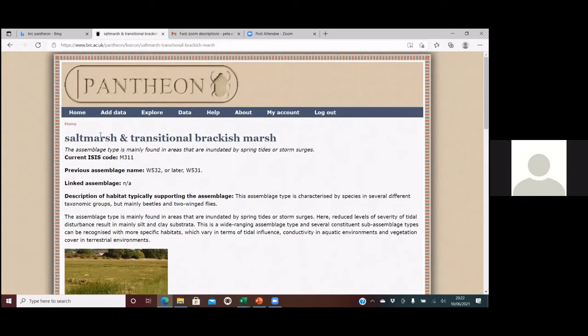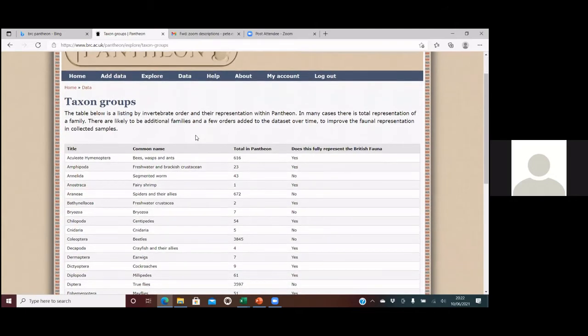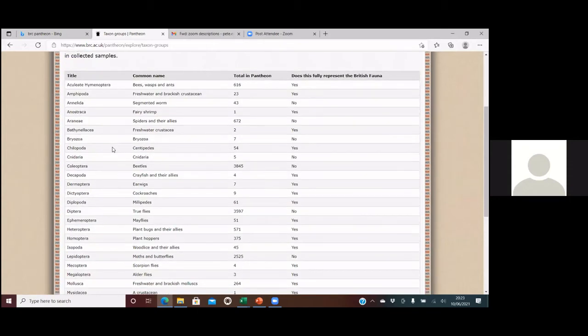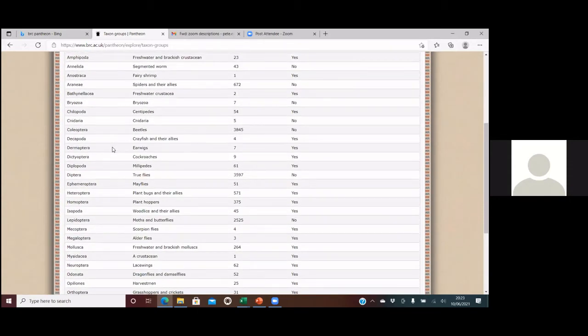Right, we'll go to the top and we'll look at data. So taxon groups. This is a list of everything that's in Pantheon, and it tells you the number of species. So on the top line, Aculeate Hymenoptera, known as bees, wasps and ants. There are 616 species coded into Pantheon, and that represents the full British list. And you can spend some time, if you like, going down through the figures to see how well coded your various group of interest is.